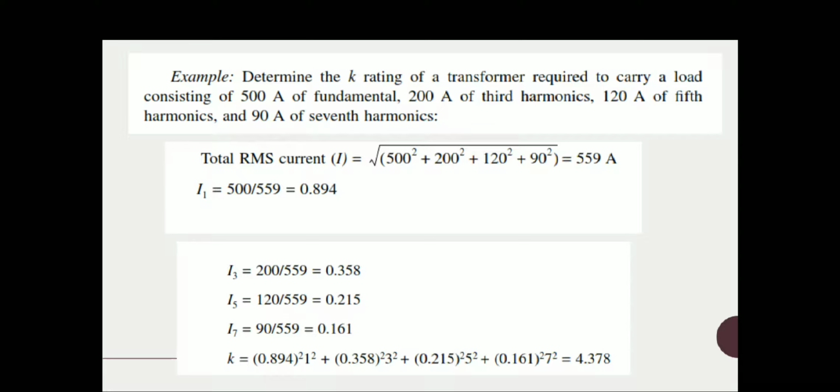So from that equation you can calculate K is equal to I1 square times 1 square, and then I3 square times 3 square, etc. You will get the K factor as 4.378. So the K factor is now 4.378. So what does it mean?